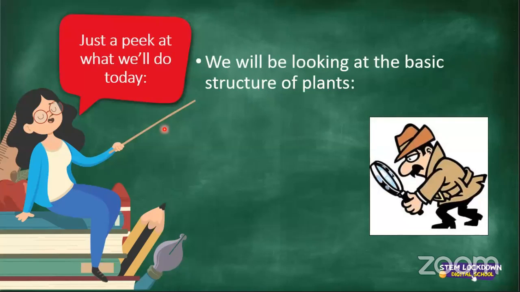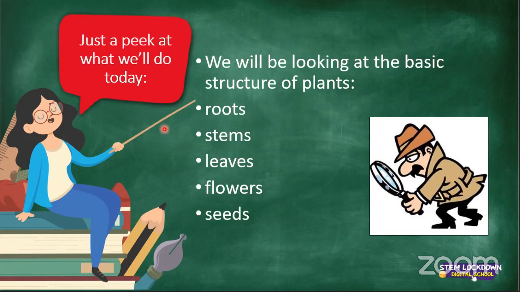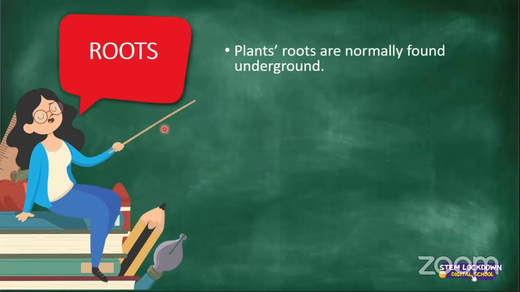Okay, we are going to look at the basic structure of plants. And when we speak about the basic structure, there are 5 things we're going to look at. It's the roots, the stems, the leaves, the flowers, and the seeds. So today we are going to have a look at all of these individually. Okay. So let's start with the roots.